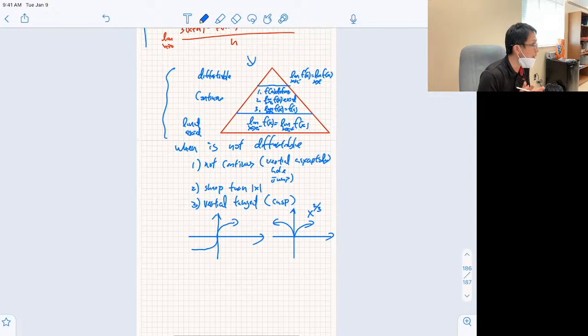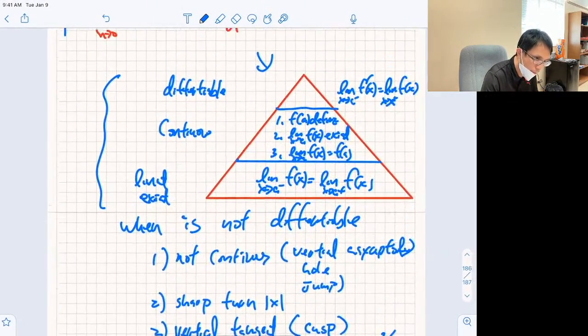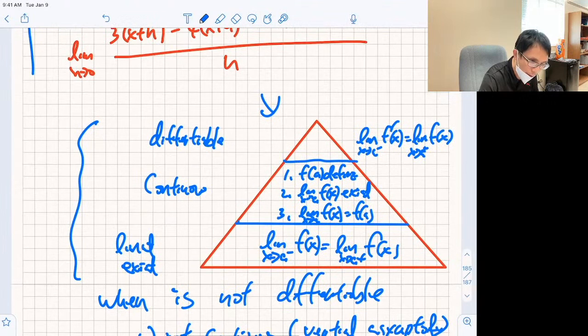Am I going too fast? Could you zoom in on whatever you said at the top of the triangle? Differentiable is the limit as x approaches a from the left and a from the right of f prime of x. They have to equal each other. Both are f prime of x. F prime of x from the left has to equal f prime of x from the right.